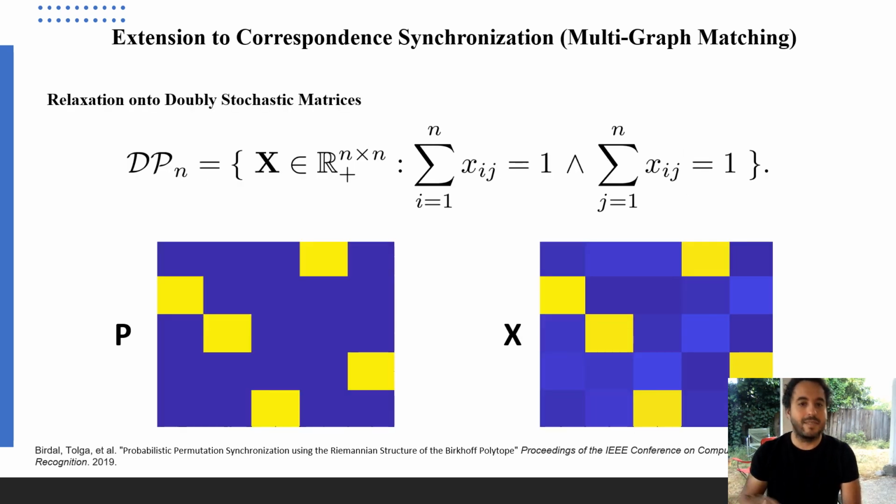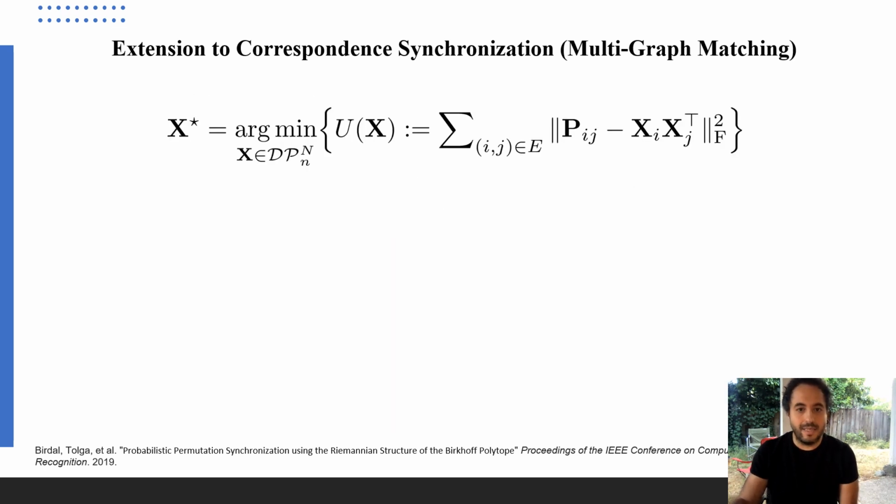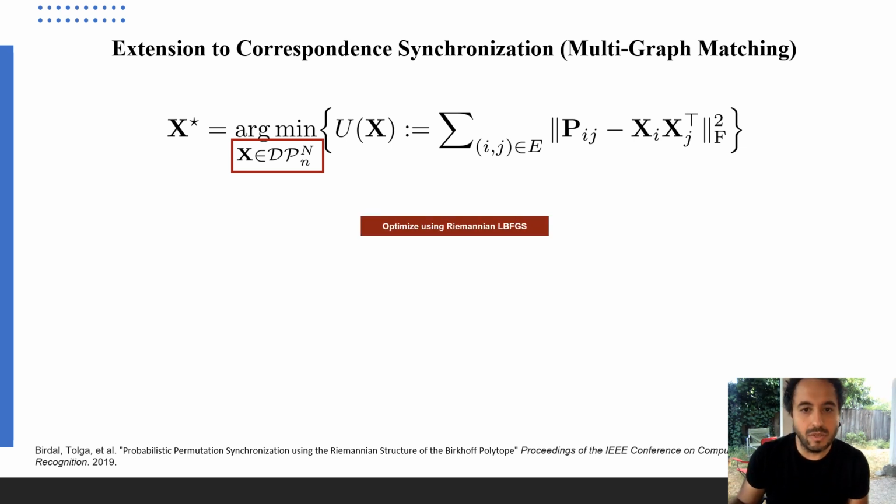Well, we could relax it onto the doubly stochastic matrices, where, instead of having ones and zeros, the rows and columns individually have a sum of 1. So this is a continuous relaxation of the permutations. And now we can perform the optimization on the doubly stochastic matrices. So far so good.